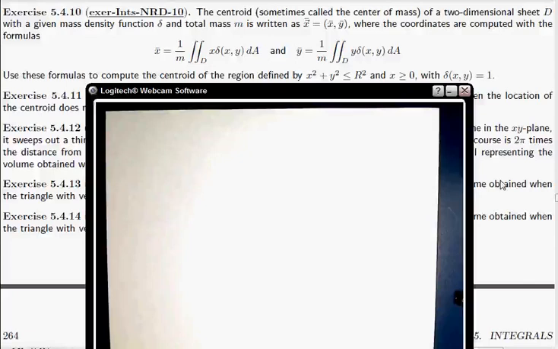Okay, NRD 10. So we've got some formulas here for centroid. And by the way, I'm not going to justify these. I claim that these are standard physics facts, and there's good reasons why they're true, but you can just take those as given. But intuitively, this is the center of mass idea that you're kind of accustomed to.